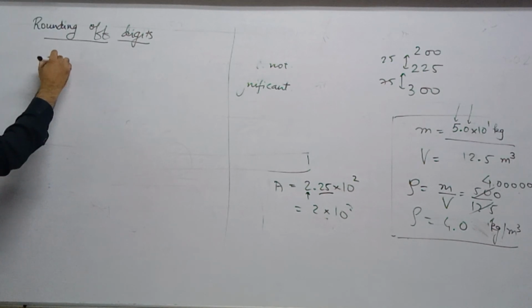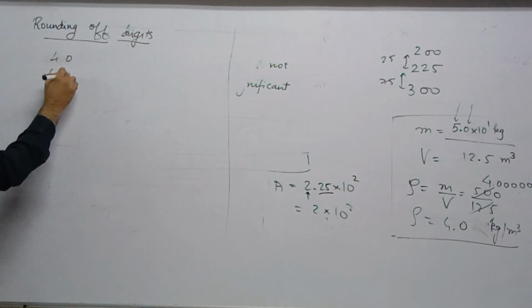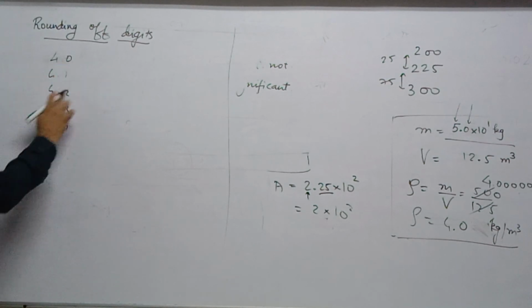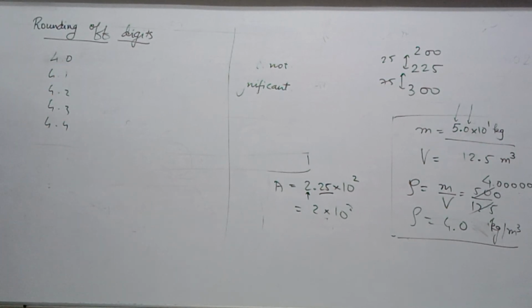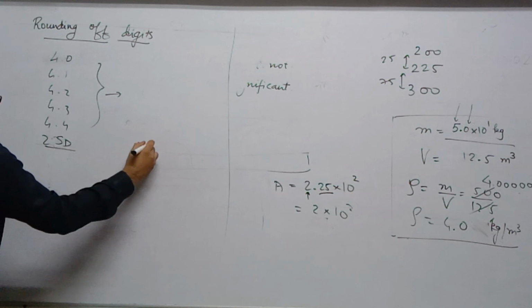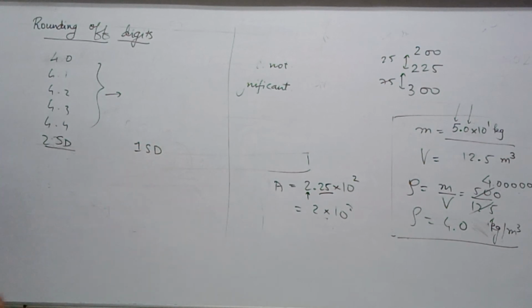If someone says there is 4.0, 4.1, 4.2, 4.3, 4.4, then these all have two significant digits. Yes or no? Yes. Sure. Yes. And if we are required to get only up to one significant digit, then obviously the 4 will be the choice.